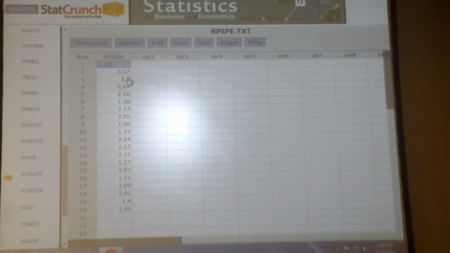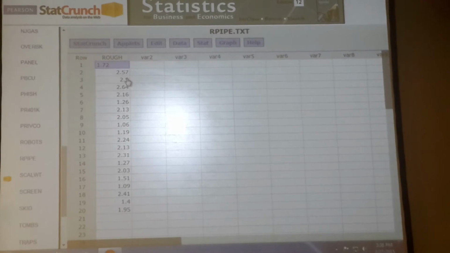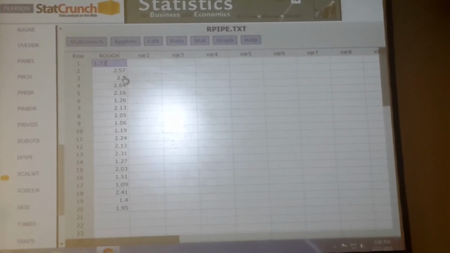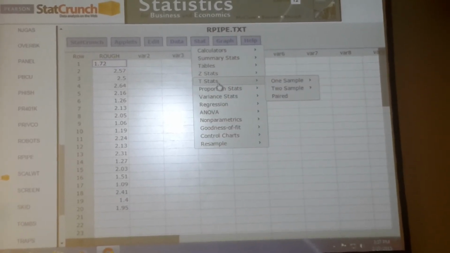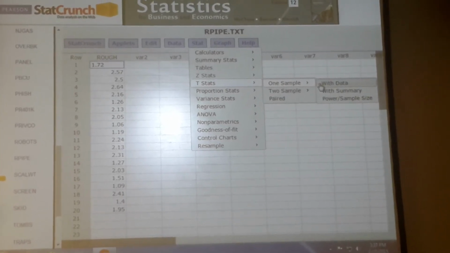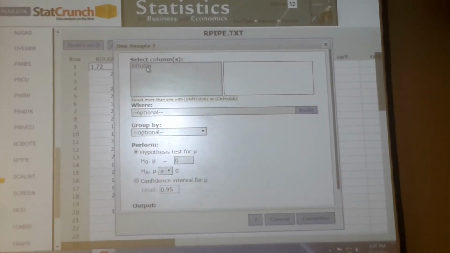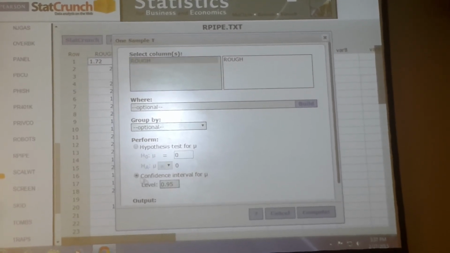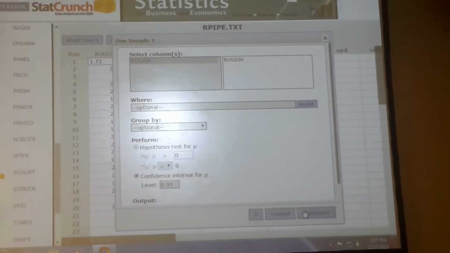Now you'll notice there are only 20 observations here. It's definitely quantitative data, but we only have 20 observations in our sample. So we're going to use the t-stat version here. It's a single sample, and now we have with data because we have all 20 of those observations. We're going to select the roughness column, and then confidence interval for the population mean at 95%.